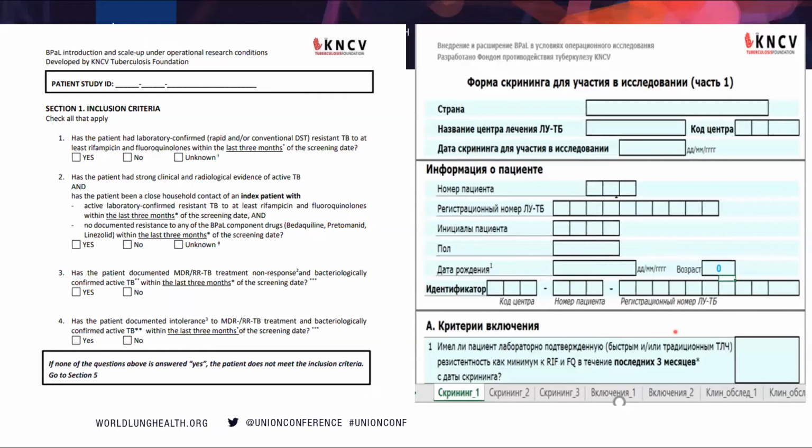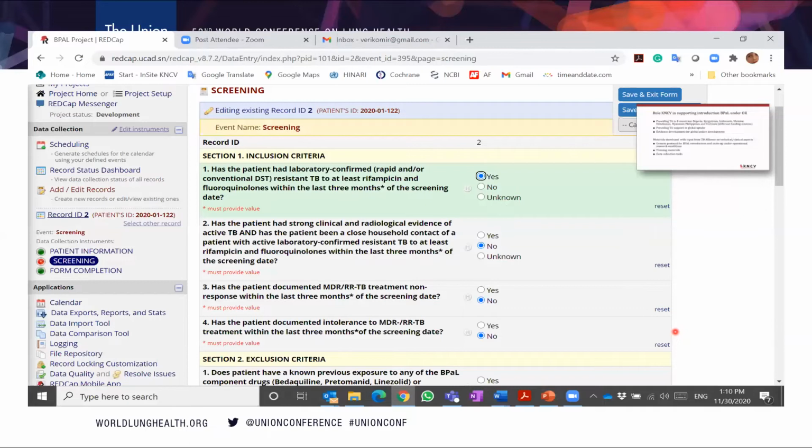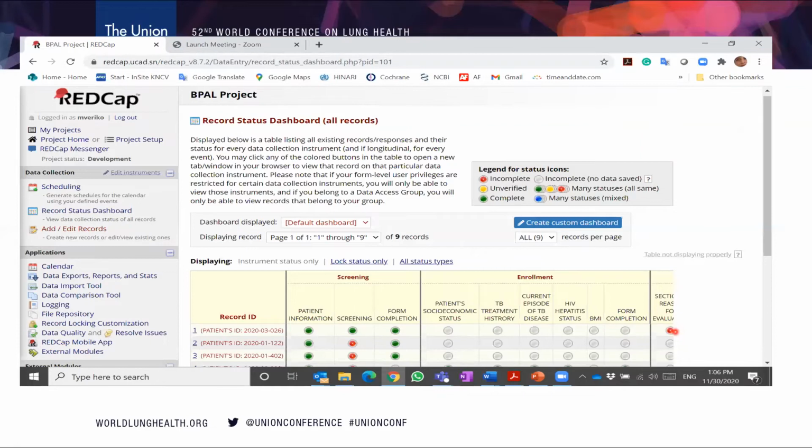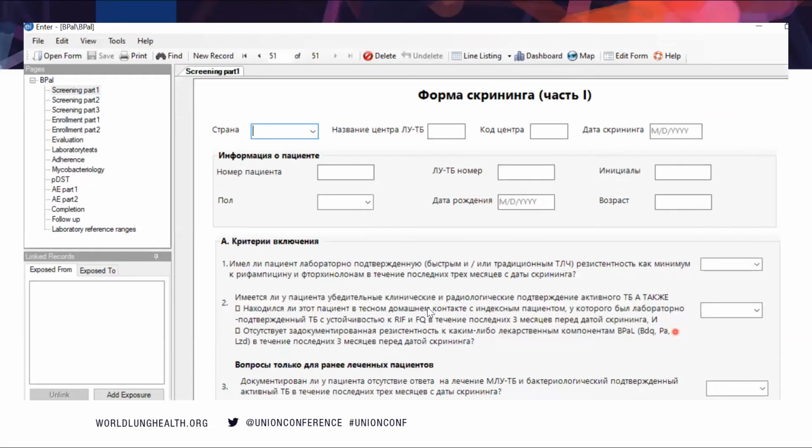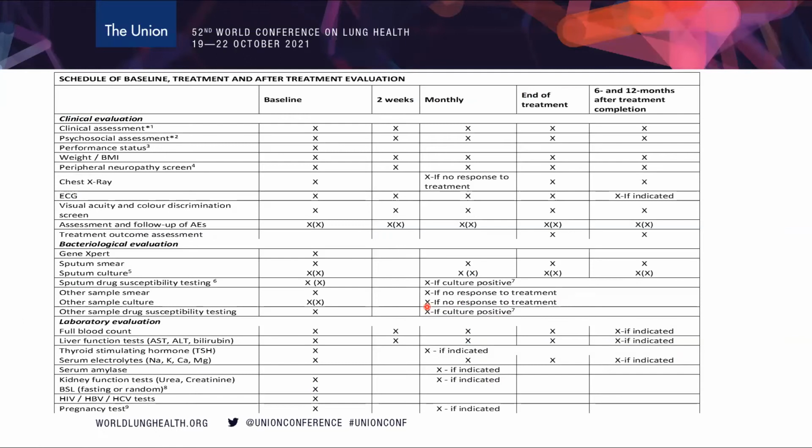This is, again, a screenshot of the data collection system, which is REDCap at this moment. I'm showing the inclusion criteria page. And this is a dashboard where you can see the patients entered already. These are mock patients. And this is a screenshot of the EpiInfo database in Russian with all these different pages to monitor the patient throughout the entire treatment. This is the schedule of the patient monitoring, and our data collection follows this schedule.